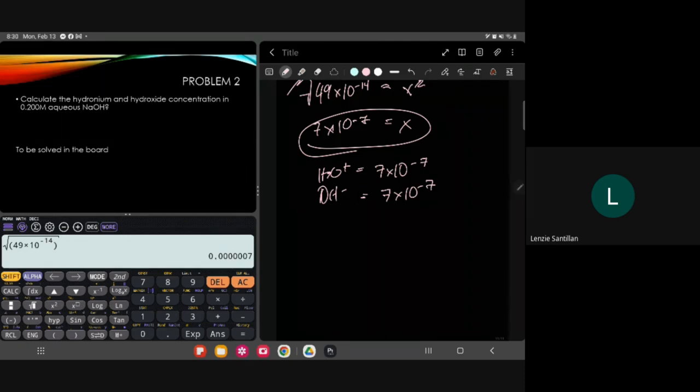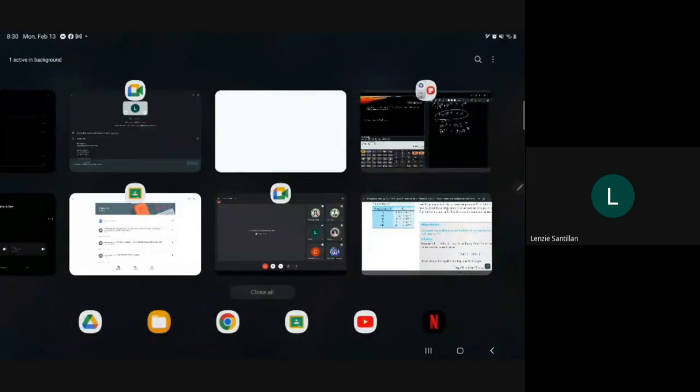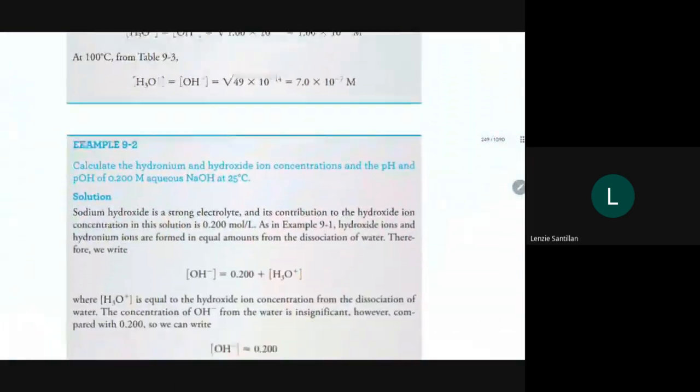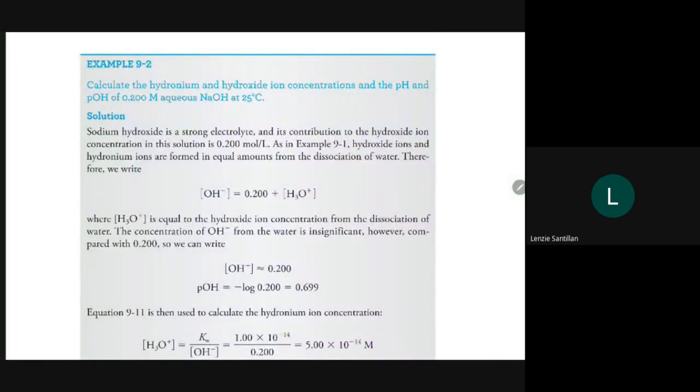So about this one, calculate the hydronium and hydroxide concentration in 0.200 molarity aqueous NaOH. I think the computation for this one can also be found in the book. So, sodium hydroxide is a strong electrolyte and the contribution to the hydroxide ion is, guys, kapag strong electrolyte, ano ibig sabihin nun? 100% siyang nagdi-dissociate. Ang contribution daw niya as a concentration ng hydroxide is 0.200. Okay? So, bakit may plus H3O dyan? Kasi guys, NaOH, ang sabi dyan is aqueous. Meaning, NaOH has been dissolved with water.